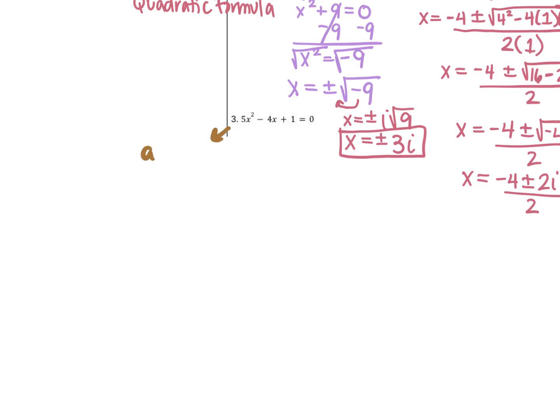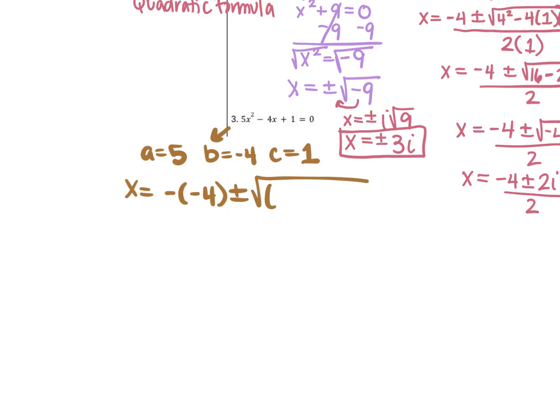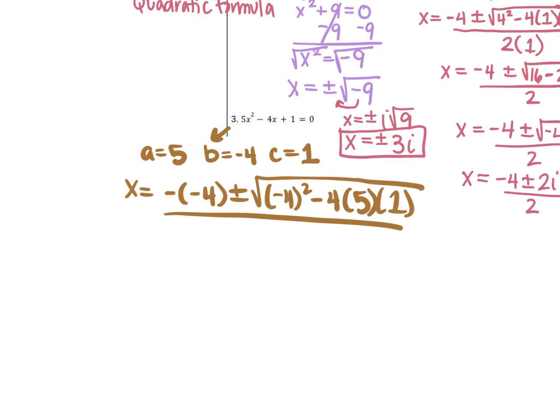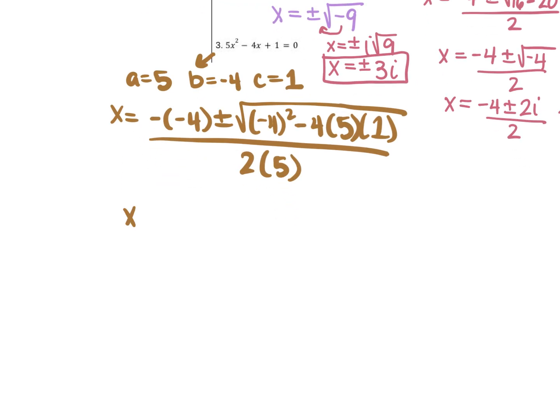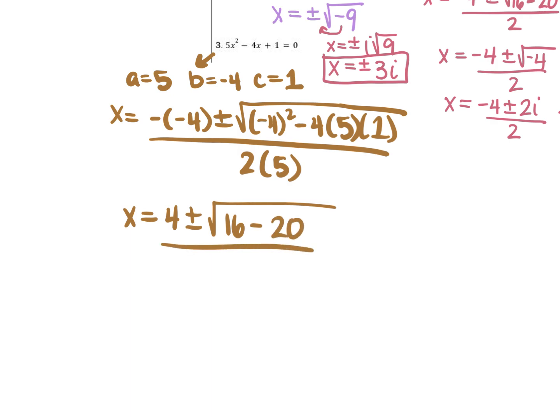So we're going to identify our A, B, and C. What's my A? 5. What's my B? What's my C? 1. So we're going to plug them in. So we got negative B plus or minus the square root of B squared minus 4 times A times C all over 2A. So then we're going to simplify. So we get 16 minus 20 again over 10.